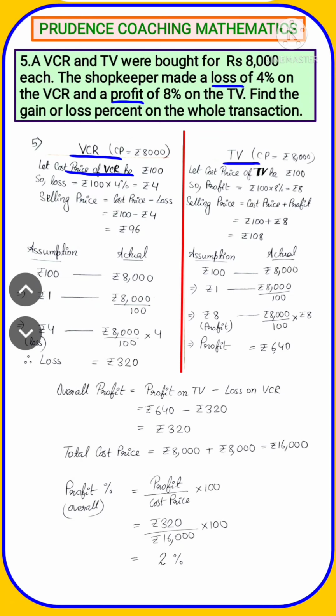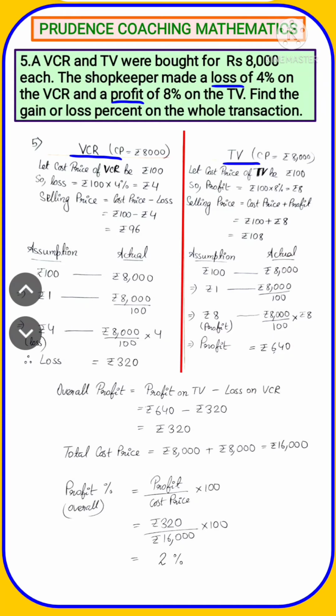And we all know that selling price is CP, that is cost price, minus loss. When there is loss, that means selling price will be less than CP. So CP minus loss is the selling price. Here we have assumed the CP to be 100 and loss to be rupees 4. So 100 rupees minus 4 rupees, we will get 96 rupees, that is our selling price.